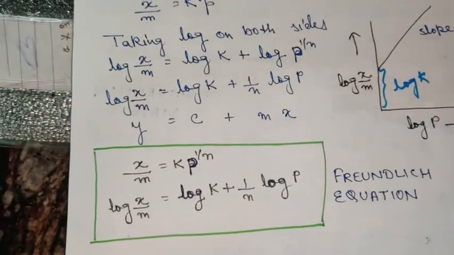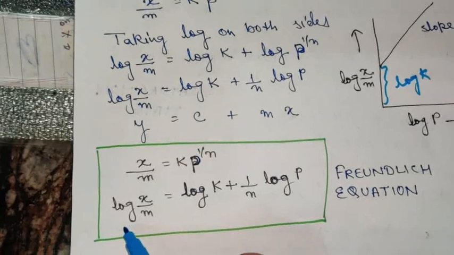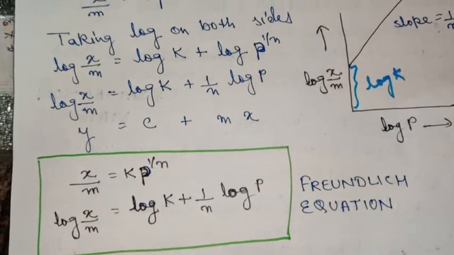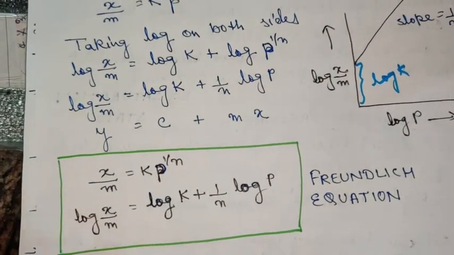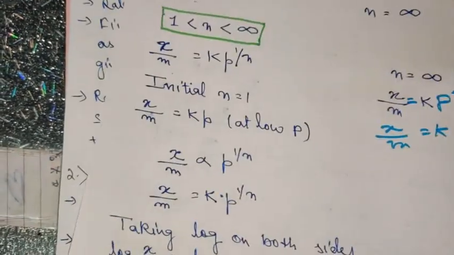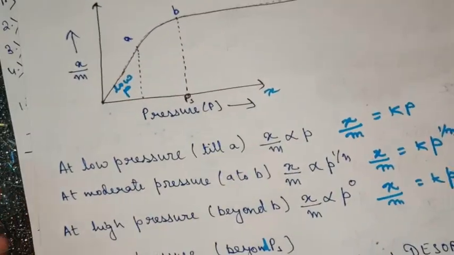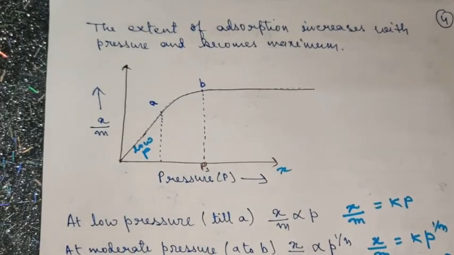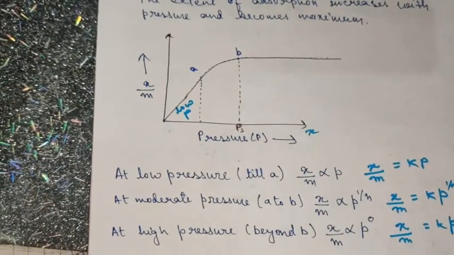Now these two equations, x upon m equals kp raised to the power 1 upon n, and in log form, the equation is known as the Freundlich equation, because this equation was given by the chemist Freundlich. That is why it is known as the Freundlich equation after his name. So these equations, these graphs, explain the factors temperature and also pressure. How do temperature and pressure affect the rate of adsorption? We will be further doing this in the next session. I hope this much is clear children, and this particular topic, the Freundlich equation, is very important for your boards.